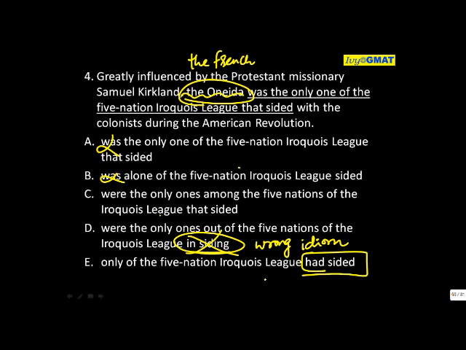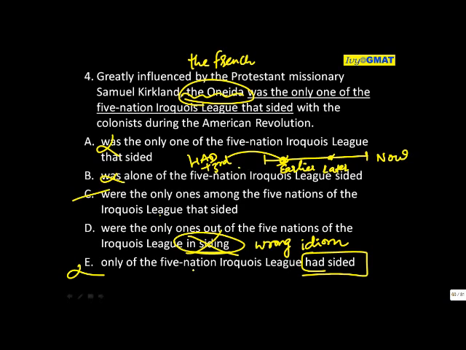Had sided is totally wrong because you use this only when there are 2 actions in the past. If this action happened earlier and there is another action that happened later, both in the past, then I use had plus the third form. Otherwise I don't use it. Had sided cannot be used for a single past event. How many past events are happening in this? Please tell me. Only 1 event. So I'll go with the answer choice I eliminated earlier, which is perfectly correct.